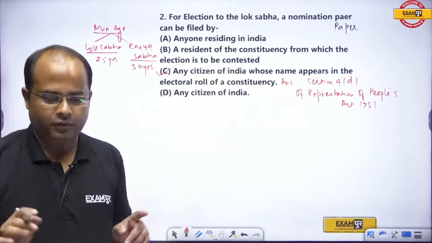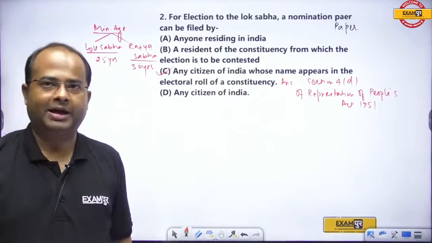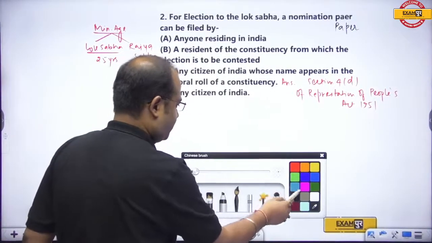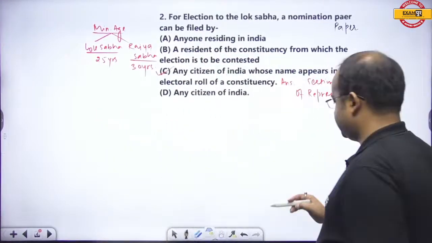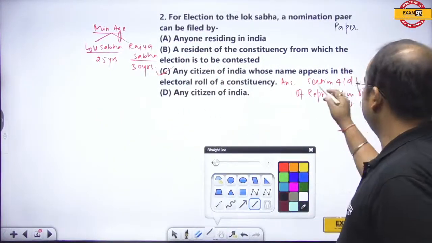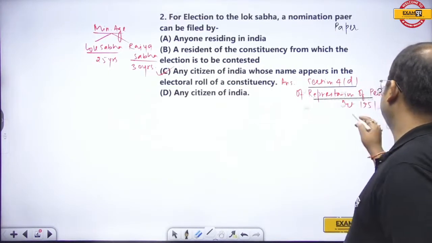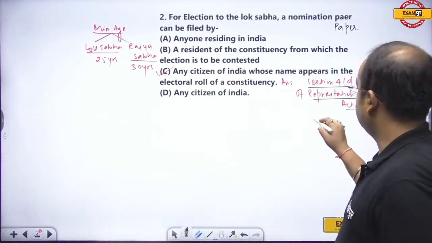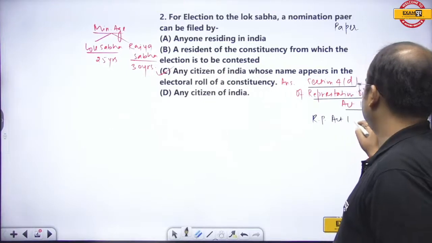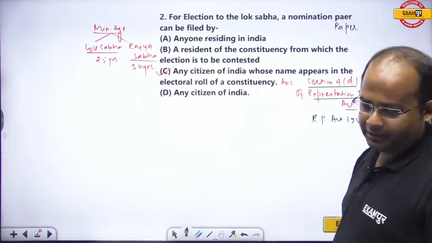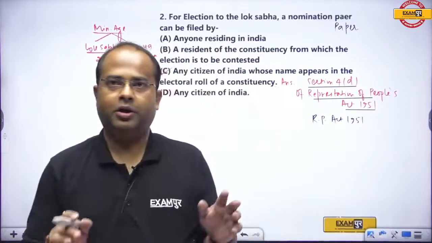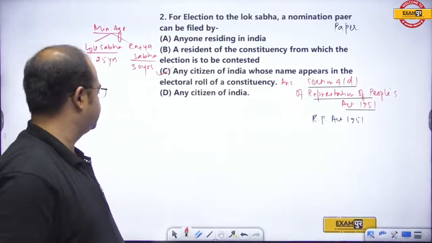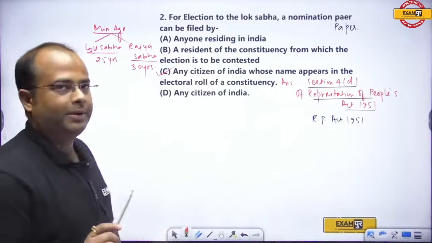This is mentioned in section 4D of Representation of People's Act 1951. So if you remember this section, then it will be more appropriate and authentic. Section 4D of Representation of People's Act, in short form, is also known as RP Act 1951. So that you can also remember, to get the authenticity of the question. So correct answer will be option C.